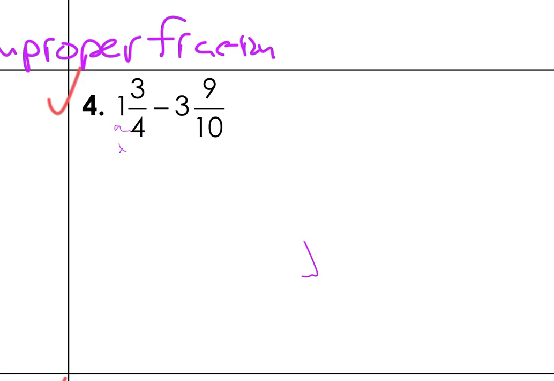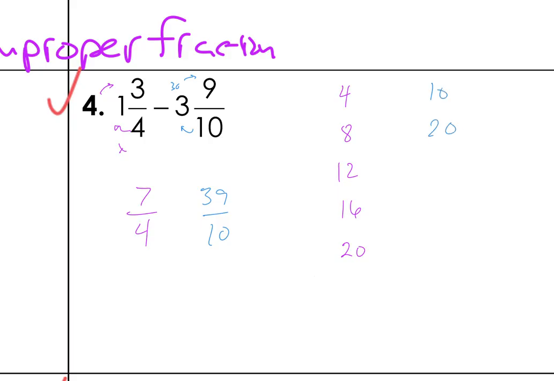Number 4, I'm going to convert because these are both mixed numbers. 4 times 1 is 4. And then 4 plus 3 is 7/4. 3 times 10 is 30. 30 plus 9 is 39/10. This is looking a little ugly, but we can do this. So 4, 8, 12, 16, 20. Well, I think you can see that the common multiple is going to be 20.